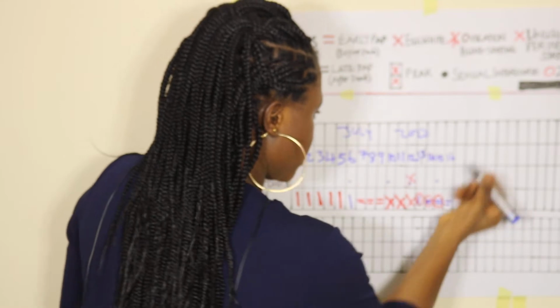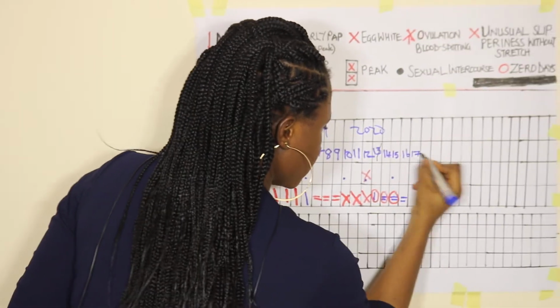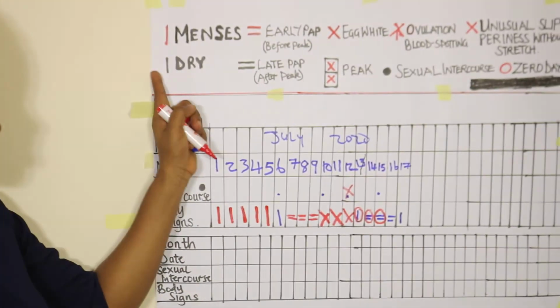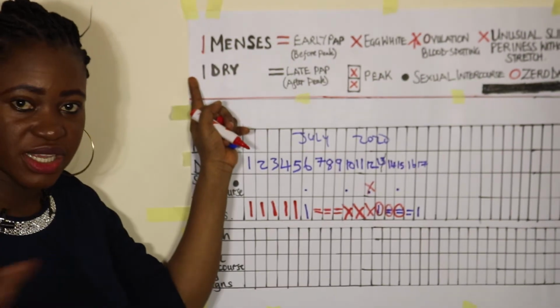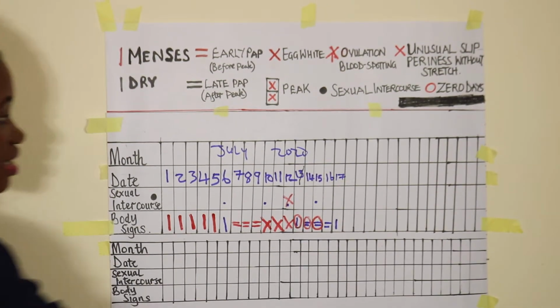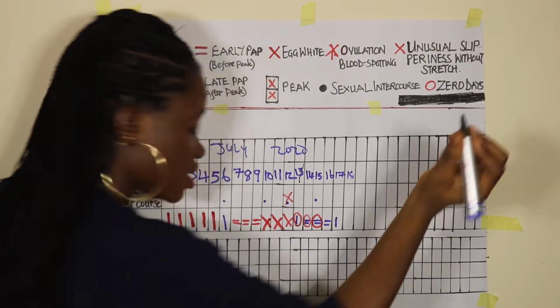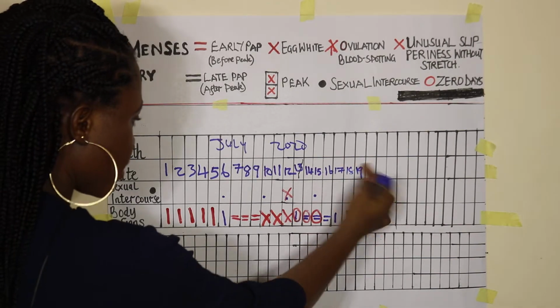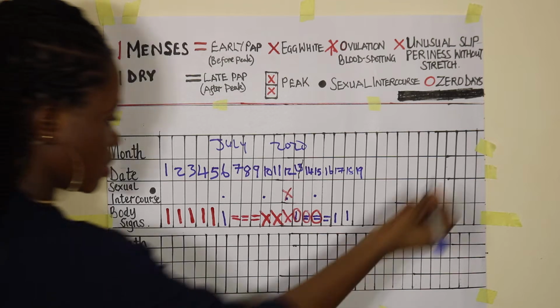So let's take it to cycle day 17. Let's assume nothing came out on cycle day 17. The dry sign is here. The vagina was empty. The pants was clean. That is why we have a dry sign there. And then cycle day 18, nothing came out again. A dry sign is still here. Then on cycle day 19, she was still dry.